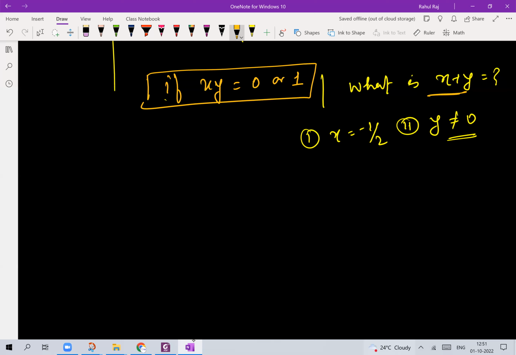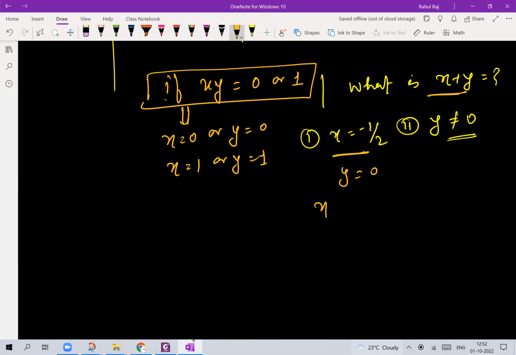Option number 1 says what? x is equal to minus half. If x is equal to minus half, I am 100% sure from here that x can be 0 or y can be 0, x can be 1 or y can be 1. So if x is equal to minus half, I can take y as 0. So x plus y would be what? Minus half plus 0. That is minus half.